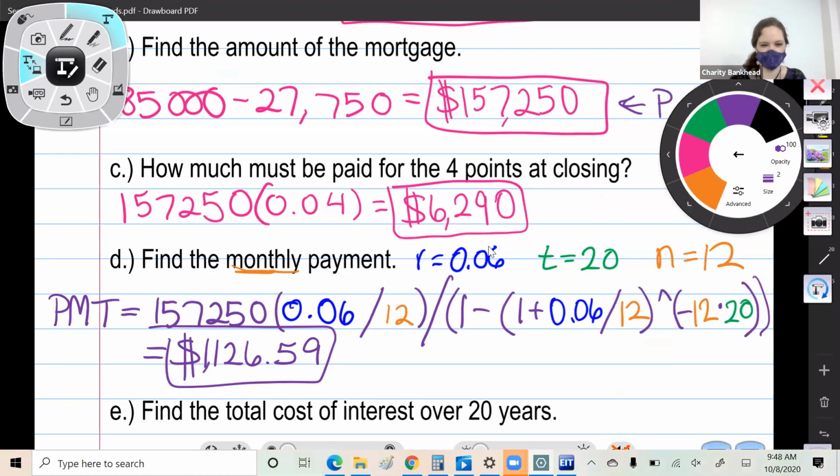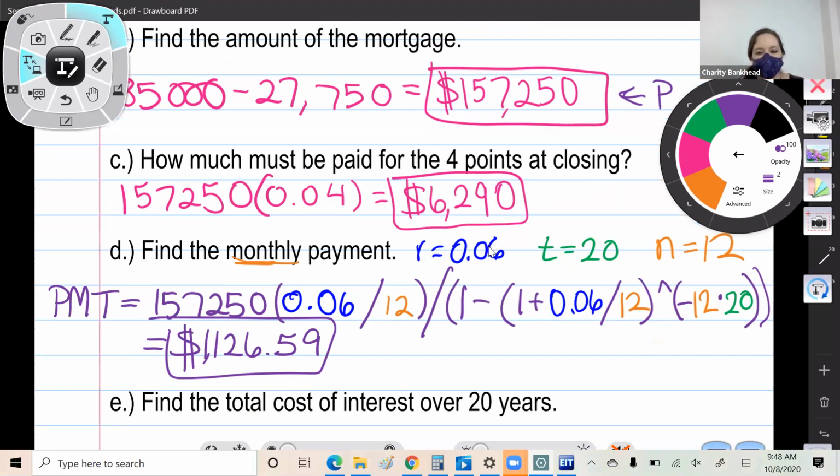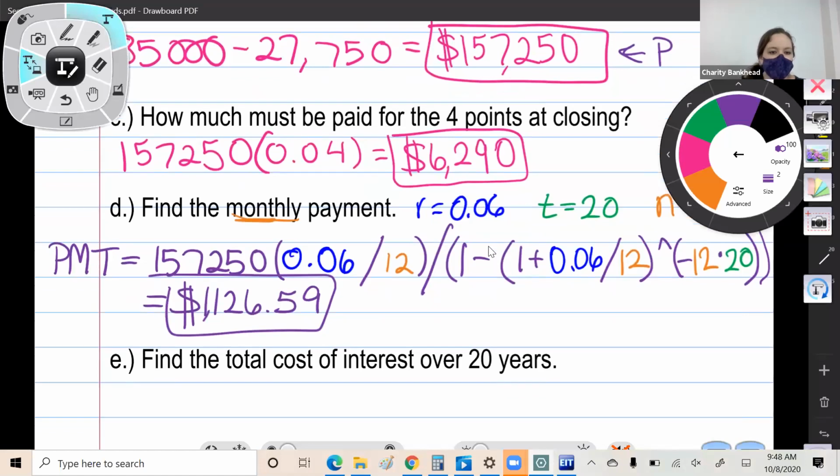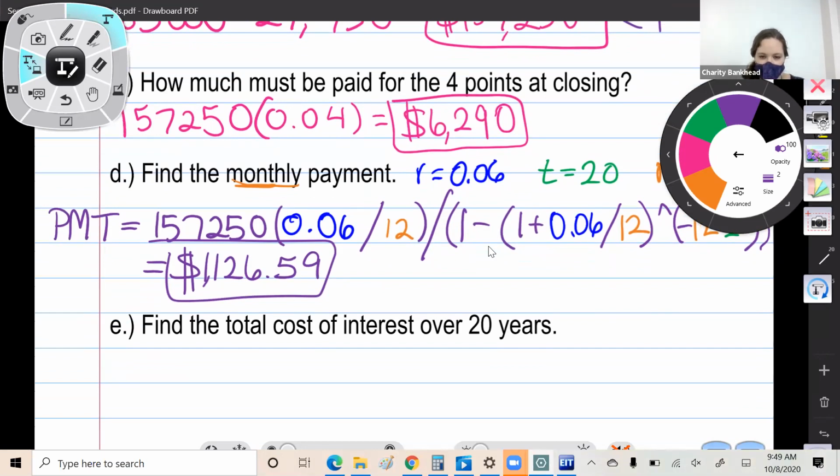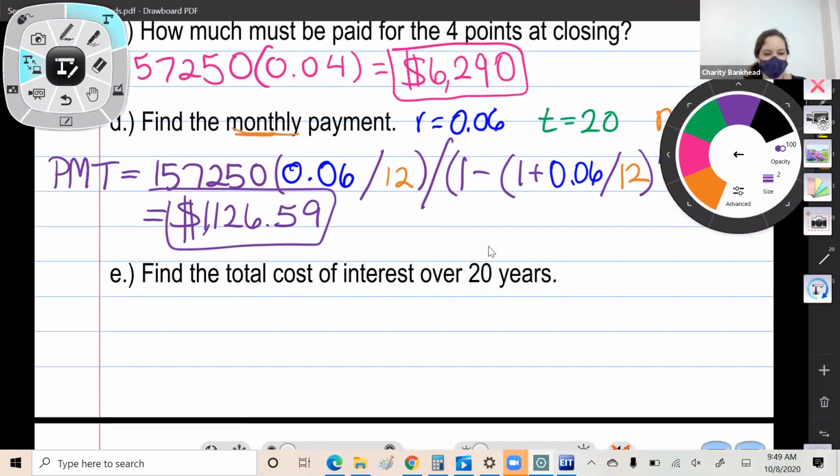Okay. All right. So that's your monthly payment. So part E says find the total cost of interest over 20 years. So how could we do that?